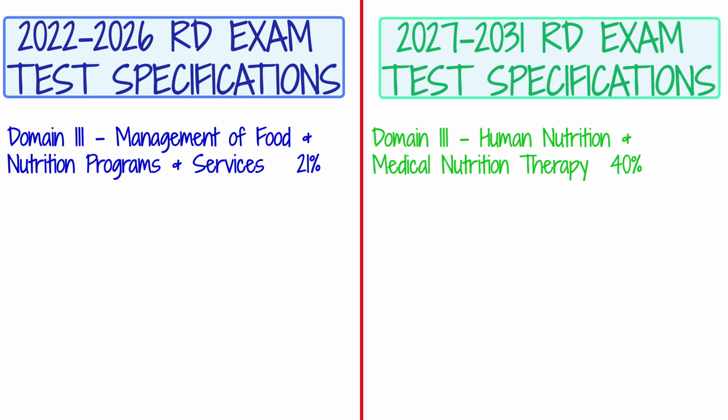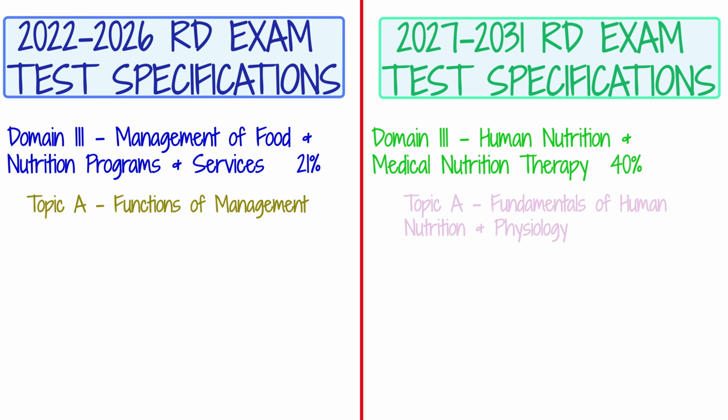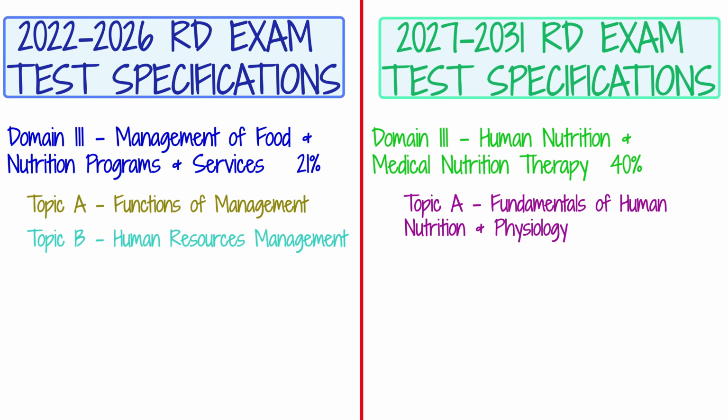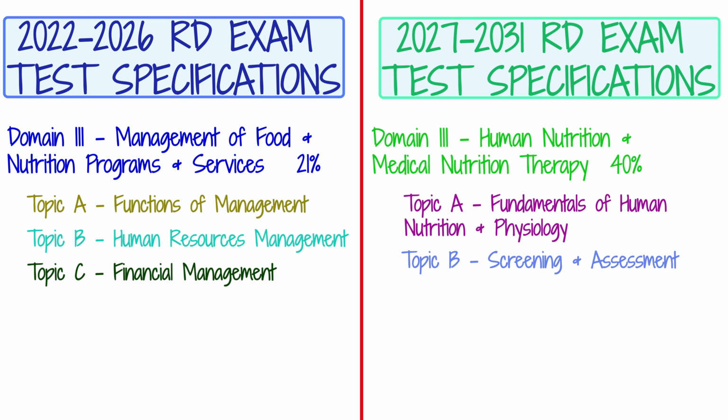Now, in the current exam, Topic A is titled Functions of Management, whereas in the new exam, Topic A is titled Fundamentals of Human Nutrition and Physiology. Moving on, Topic B in the current exam is titled Human Resources Management, while Topic B in the new exam is titled Screening and Assessment. Topic C in the current exam is titled Financial Management, whereas Topic C in the new exam is titled Diagnosis. You can see the trend that's going on here.